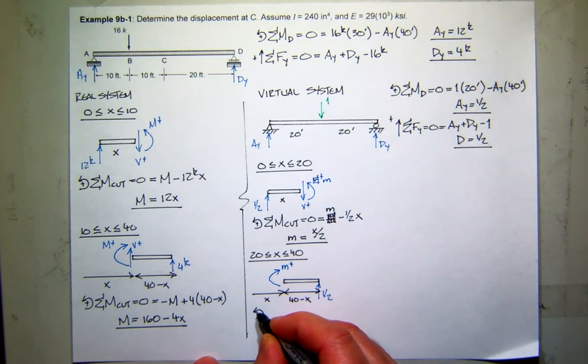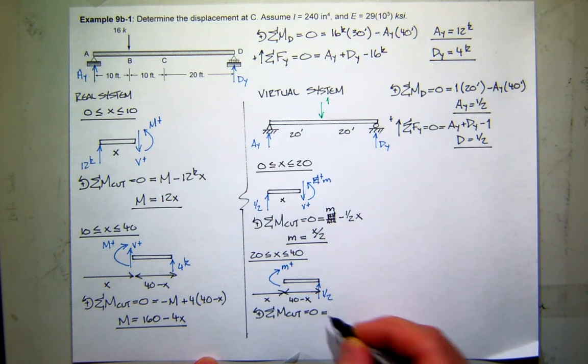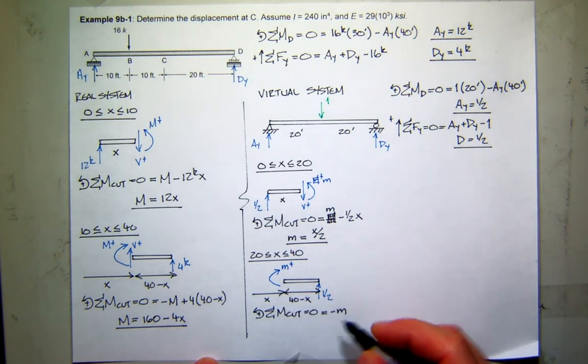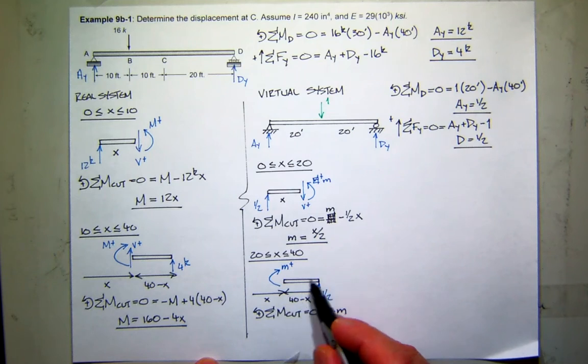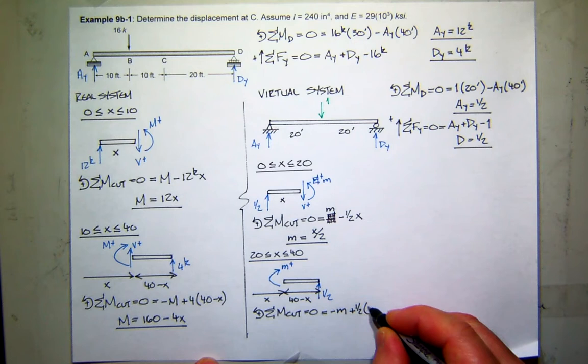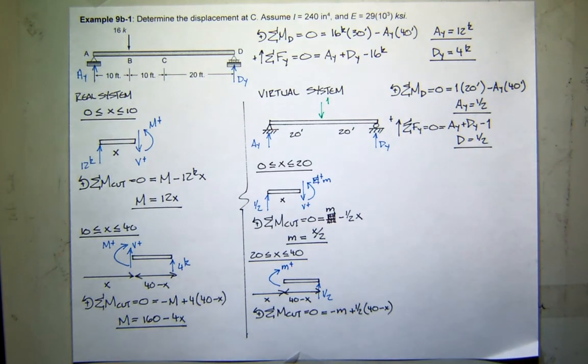So again, if we sum moments at the cut, make sure I have equilibrium. This internal moment is negative. The moment about the cut due to the 1/2 is positive, and that's going to be 1/2 times 40 minus x. So the virtual moment here will be this value. I take the 1/2 in, that gives me 20 minus x over 2.